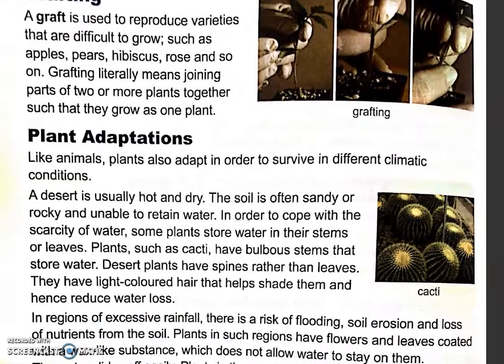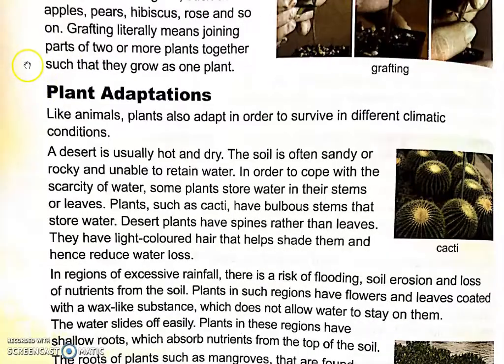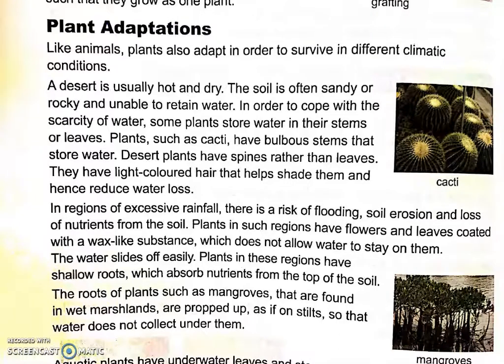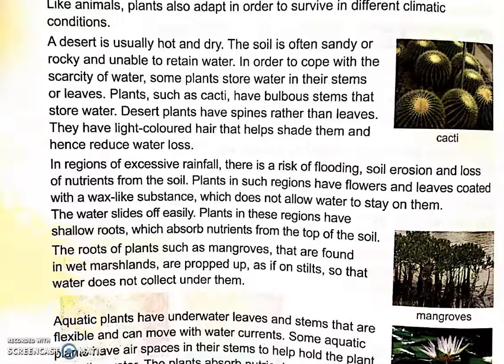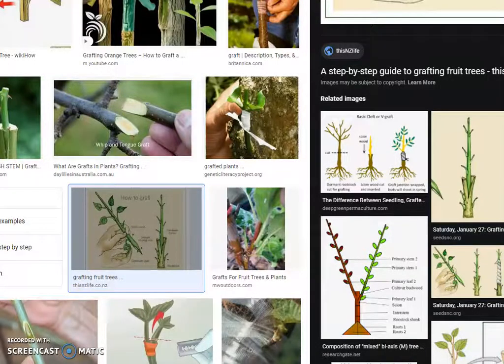So this is grafting. Now let's talk about the last topic in this chapter, which is plant adaptations. Like animals, plants also adapt in order to survive in different climatic conditions. As you know, a desert is usually hot and dry. The soil is often sandy or rocky and unable to retain water. In order to cope with the scarcity of water, some plants store water in their stems or leaves. Plants such as cacti, which is the plural of cactus, have bulbous stems that store water. Desert plants have spines rather than leaves, and they have light colored hair that helps shade them and reduce water loss. Let me show you desert plants.